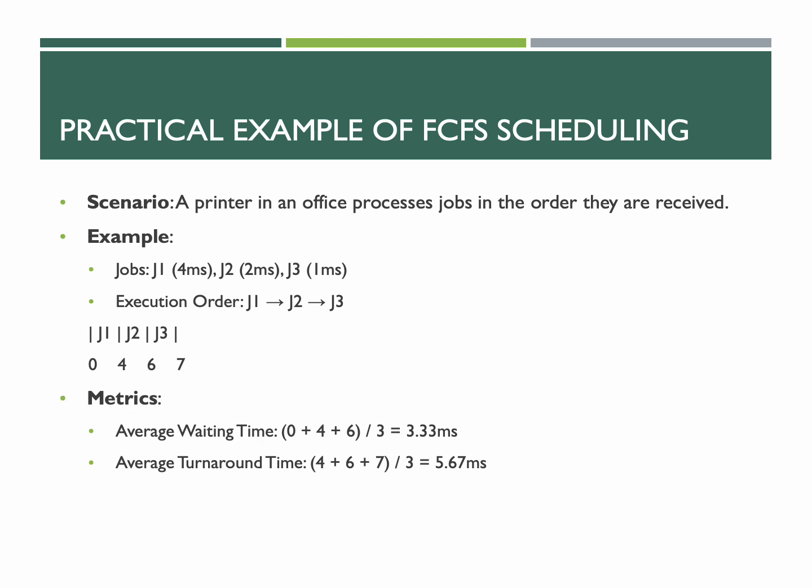Okay, so here we'll see a practical example of FCFS scheduling, where we have a printer in an office which processes jobs in the order they are received. For example, we have three jobs, J1, J2, and J3, and they execute in this order, J1, J2, J3, because it is first come, first served. So here we have this Gantt chart and matrix where the average waiting time is 3.33 milliseconds and the average turnaround time is 5.67 milliseconds.